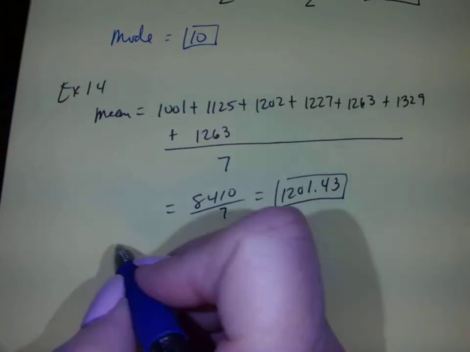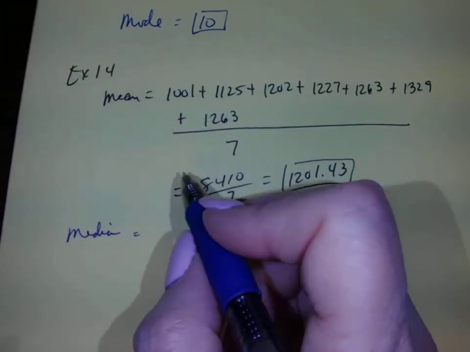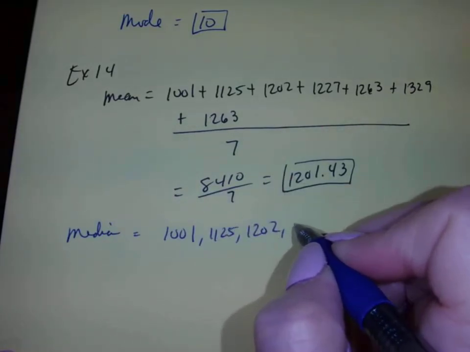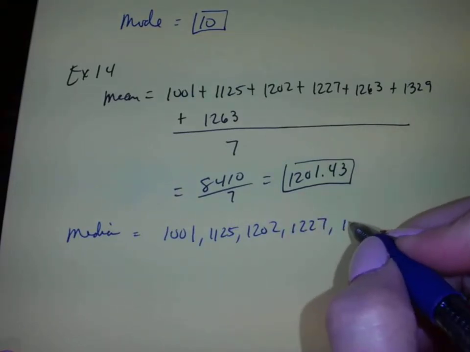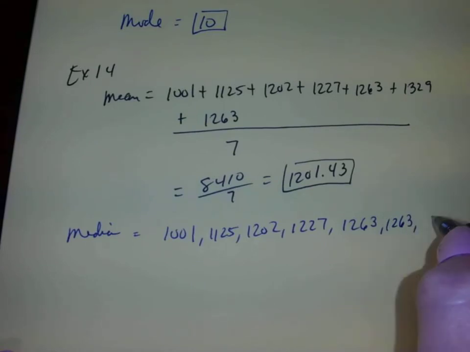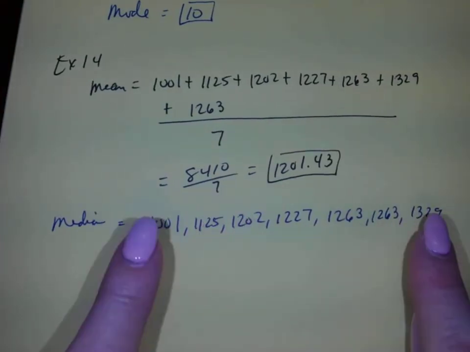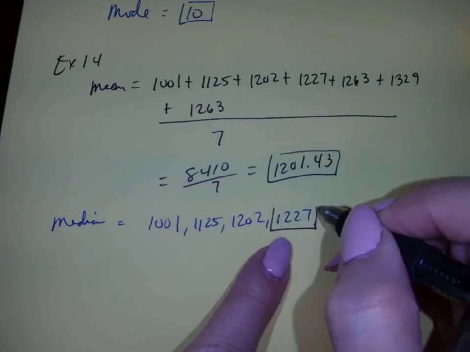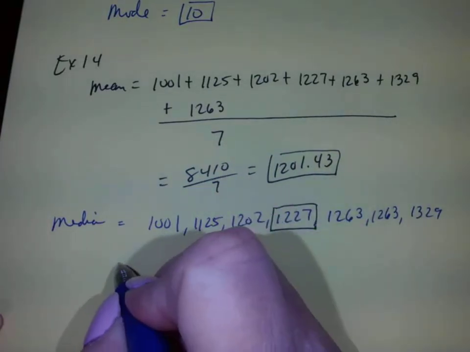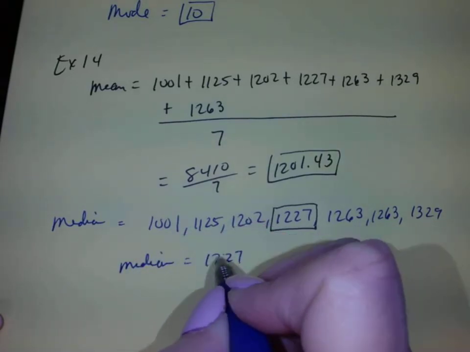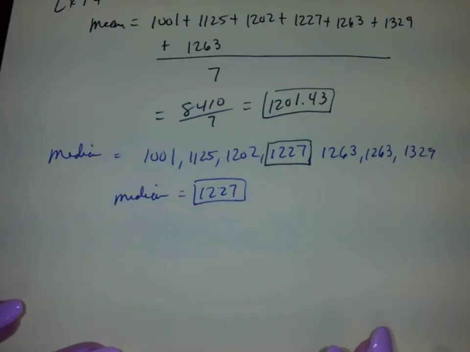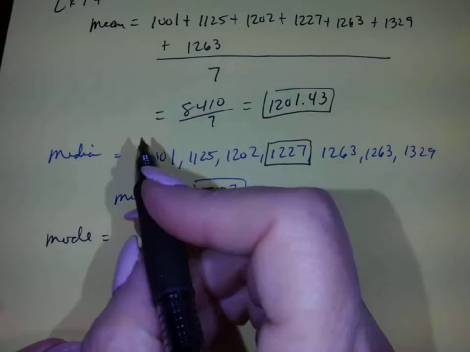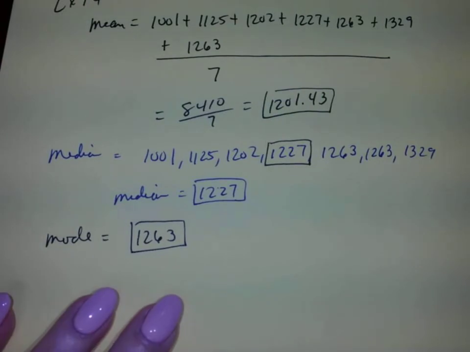Again, we need to put it in numerical order. So we have 1001, 1125, 1202, 1227, 1263, 1263, and 1329. Now this time we have an odd number, so as we count in, we are given our odd one right here. 1227 is the middle number there, so the median equals 1227. We don't have to divide by 2 because we actually have an odd number of data points. And our mode is whatever happens the most. We've got 1263 that occurs twice, so that will become our mode.